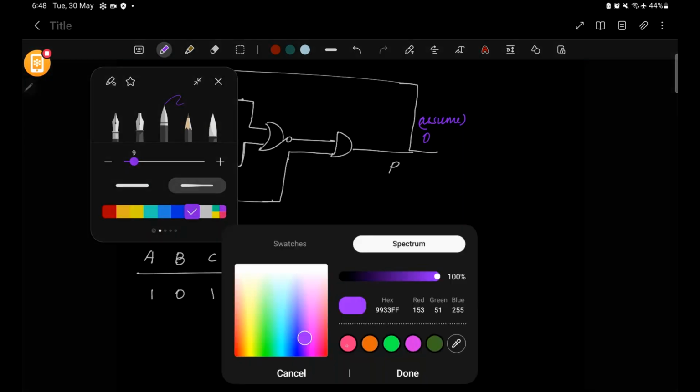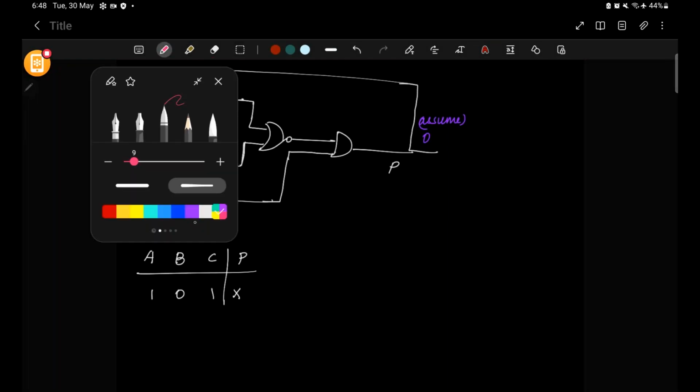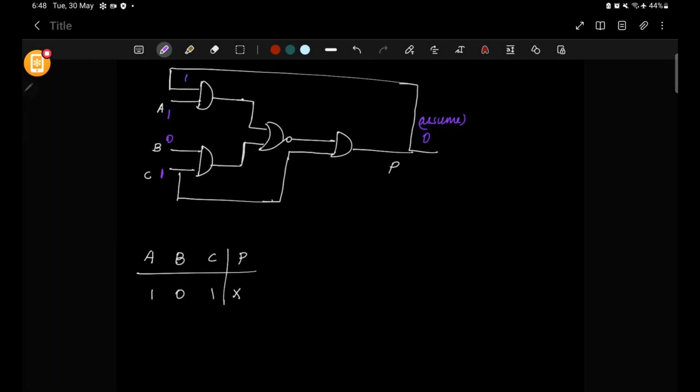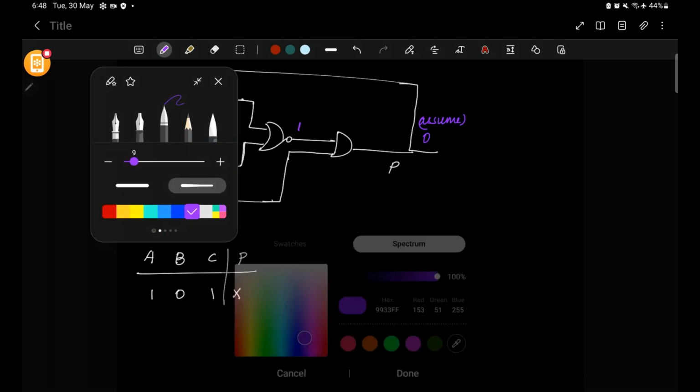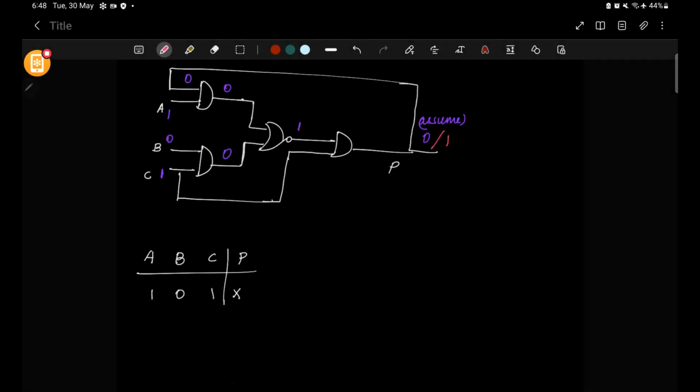This 0 is actually coming here. So 0 AND with 1 will be 0. Here 0 AND with 1 is 0. 0 and 0 both are 0, or 0 is 0, but it is a NOR. So here it will be 1. So now what is happening? P is changing to 1.